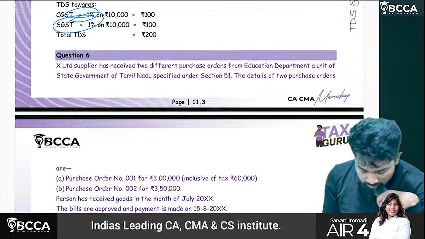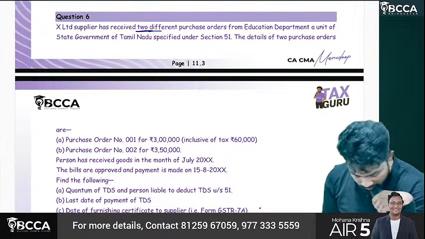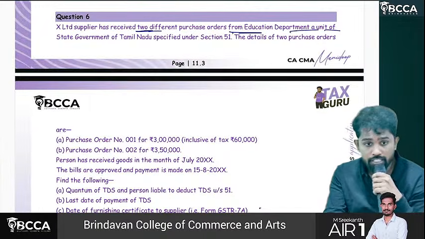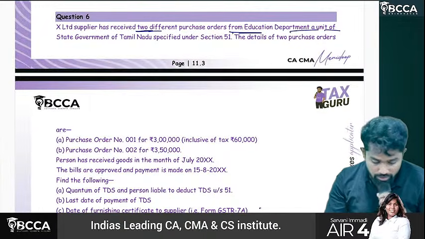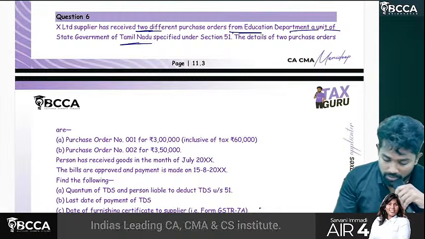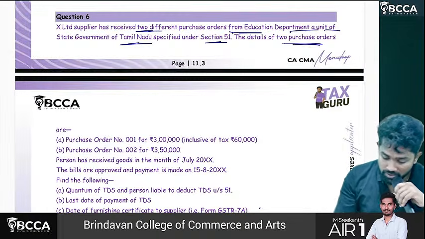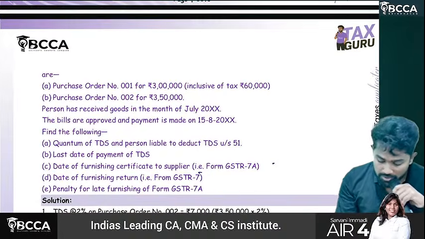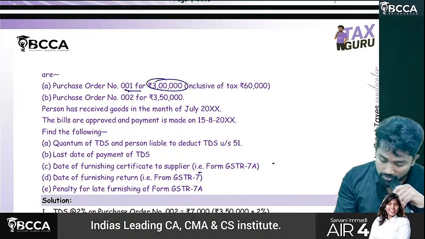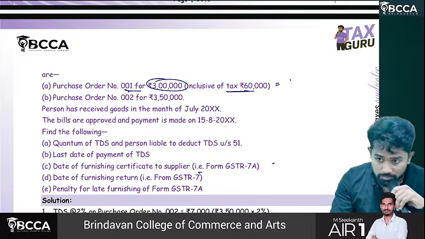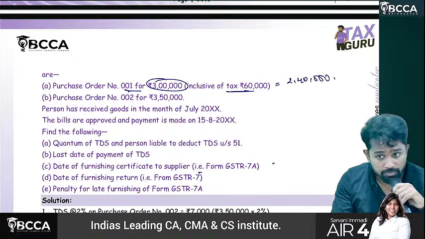X Limited supplier has received two different purchase orders from Education Department, a unit of State Government of Tamil Nadu specified under section 51. The details of two purchase orders are like how much? Purchase order 1 is for 3 lakhs, which includes tax of 60. Sir, if you remove tax, how much? 2 lakh 40. Above 2.5 or within 2.5?